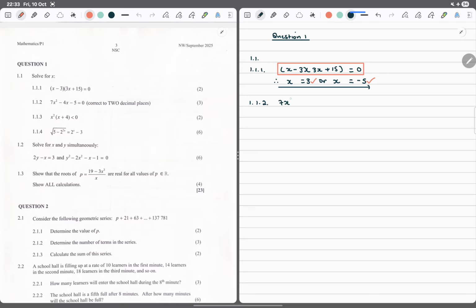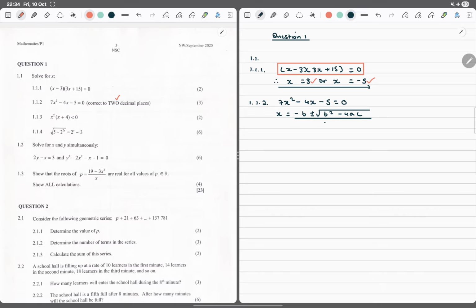Alright, so 7x squared minus 4x minus 5 is equal to 0. So this is the standard quadratic, and obviously this instruction already highlights that our roots are irrational. So we will need our friend, the quadratic formula, or we may even do it by completing the square, which is essentially the same thing.